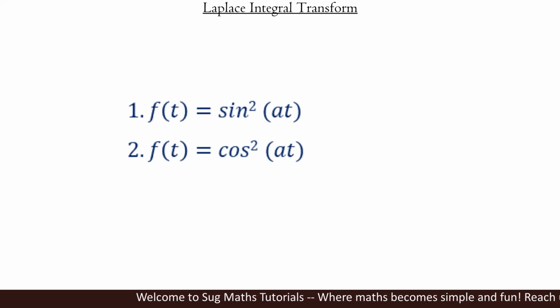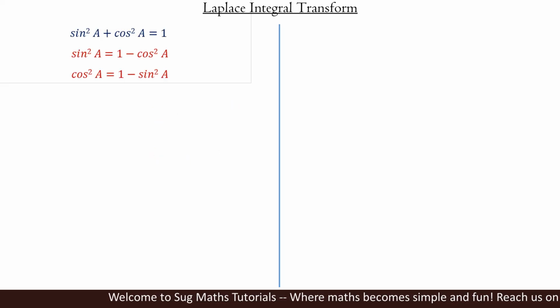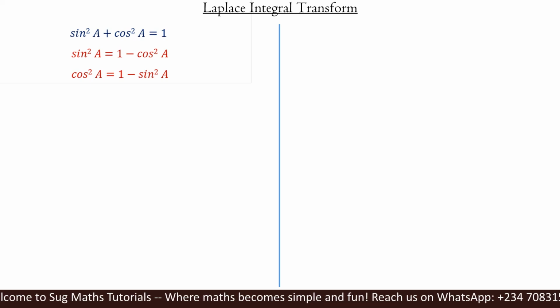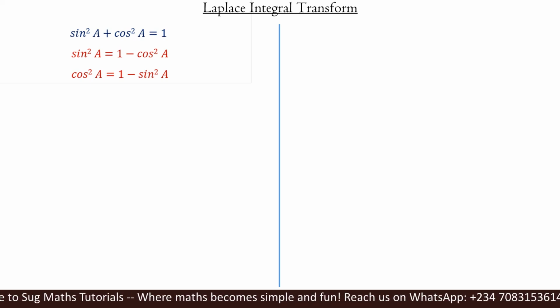Now, you understand this trigonometric identity, sine squared A plus cos squared A is equal to 1. If you make sine squared A the subject, you are going to have 1 minus cos squared A. And if you make cos squared A the subject, you are going to have 1 minus sine squared A. Understood? Yes. Now let's go again.